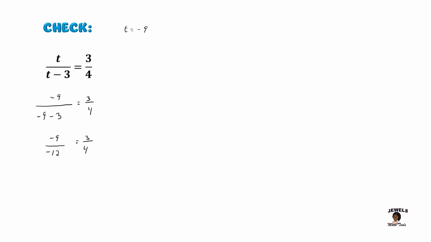Now that we have gotten to this point, we could actually solve this in two different ways, but I'm going to focus on my left side, where I'm going to simplify this fraction by dividing it by negative 3. So my numerator and denominator will be divided by negative 3. When negative 3 divides into negative 9, this will equal 3, and when negative 12 is divided by negative 3, it will equal 4. So we can see that in solving our equation, both sides are equal to 3/4. That tells us that our t equals negative 9 is correct.